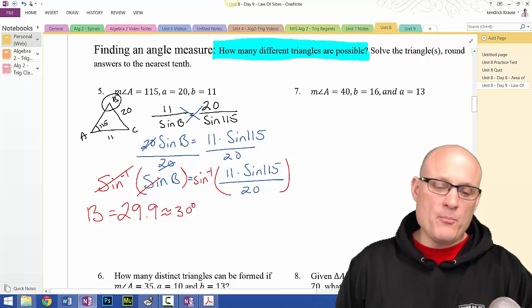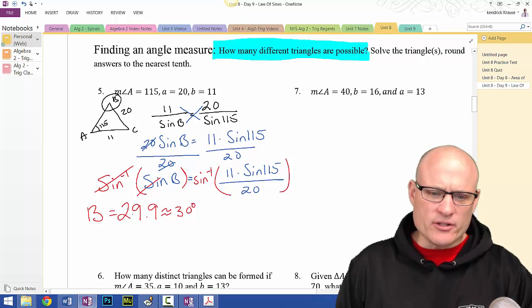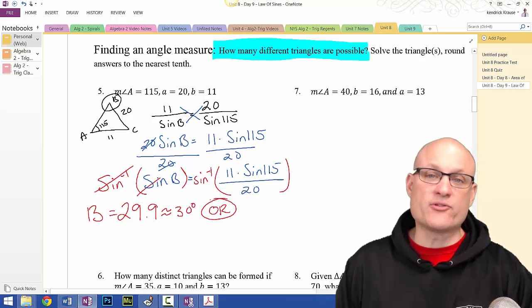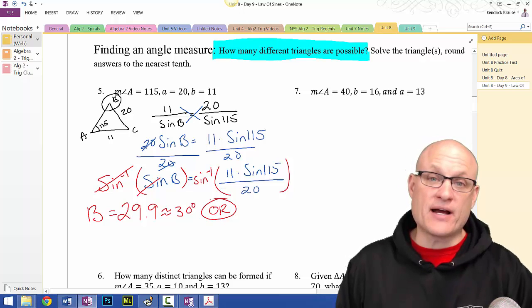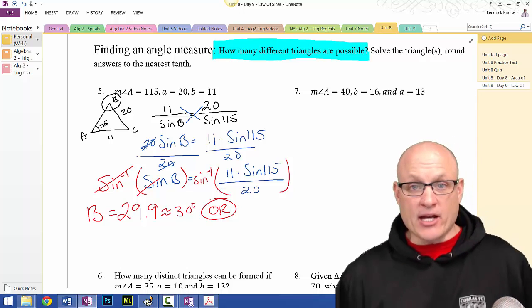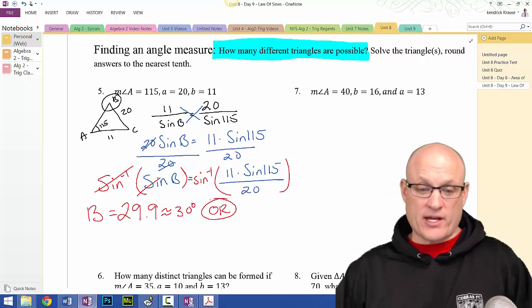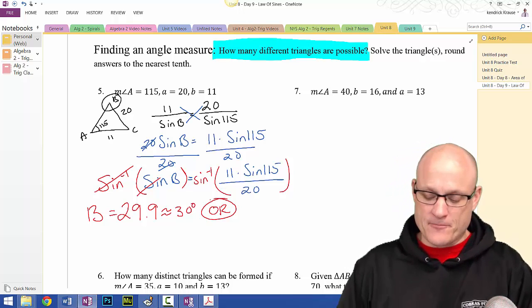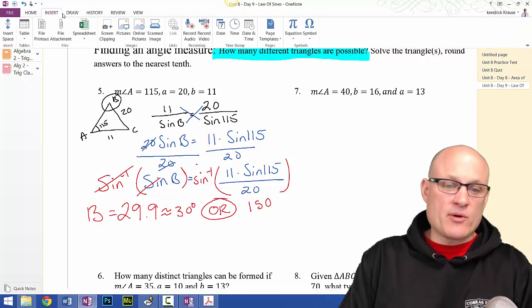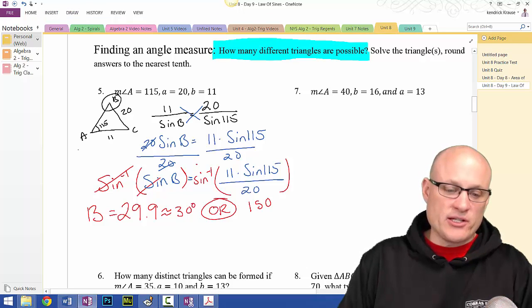Well, B can equal 30 degrees, or, and whenever you do these law of sines questions and it asks about triangles, you have to find the second quadrant angle as well. We have the reference angle of 30. That's in the first quadrant. I need to go to the second quadrant, just like I showed you a few minutes ago. So this could be 30 or 150. And now we have to test. Now we got a little work to do. It's not much. It's just a little bit of a test.